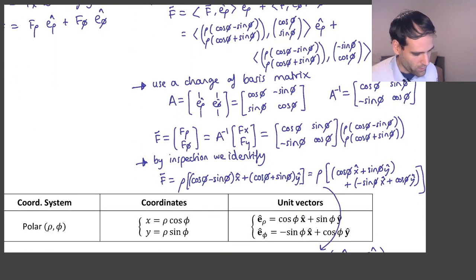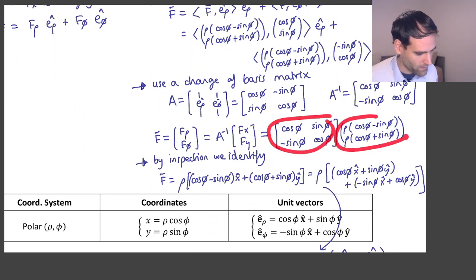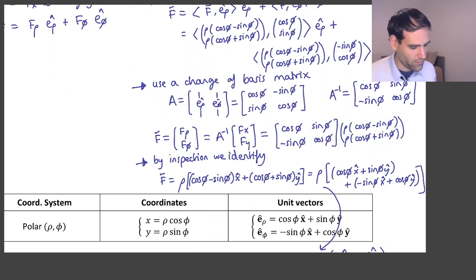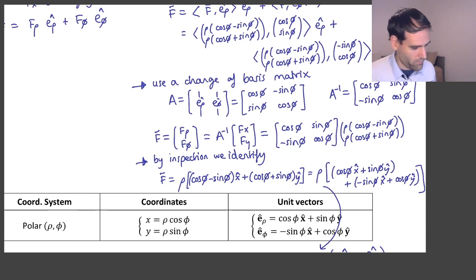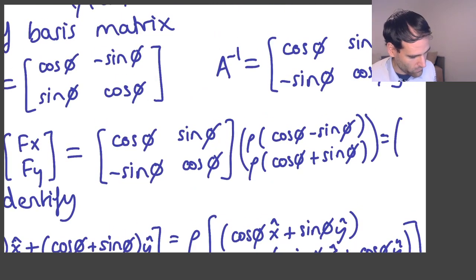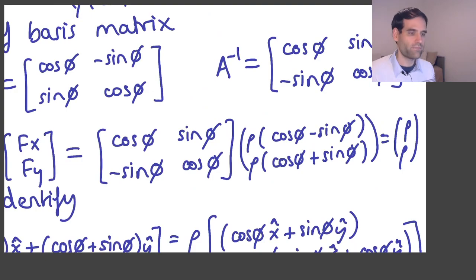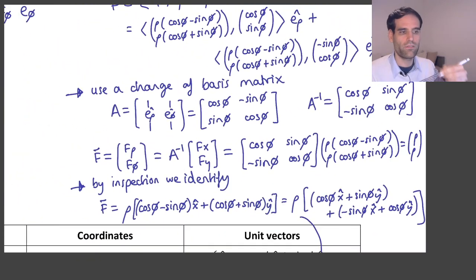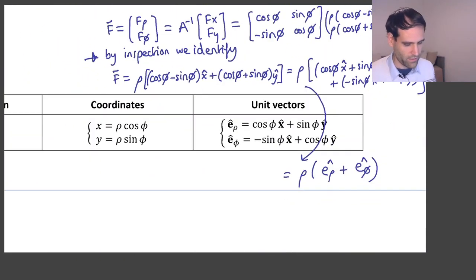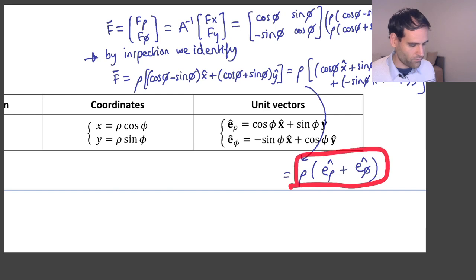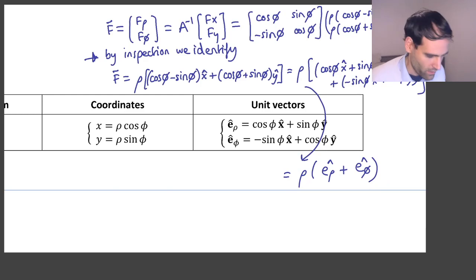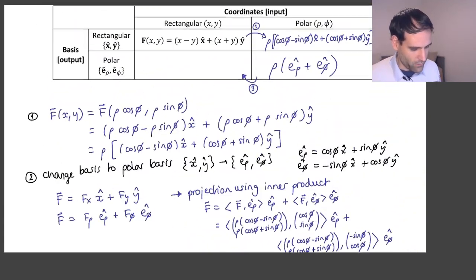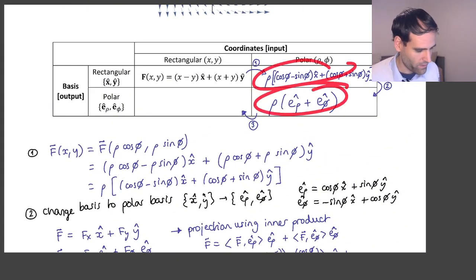The same here. When you multiply this matrix times this vector, you should have arrived at a vector equal to rho, rho. So it's a vector that is rho in both elements, both coordinates. So when you write it in this way, it's rho times E rho hat plus rho times E phi hat. Okay, excellent. So now we have these two filled in.